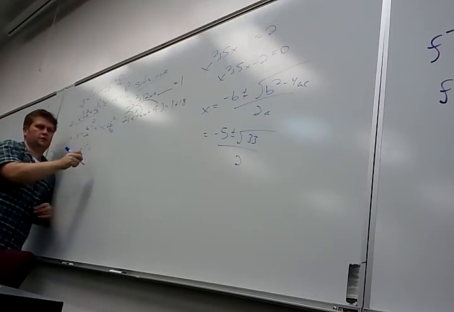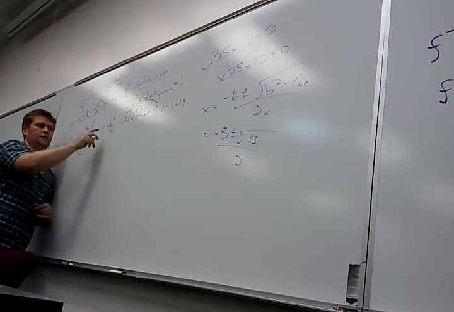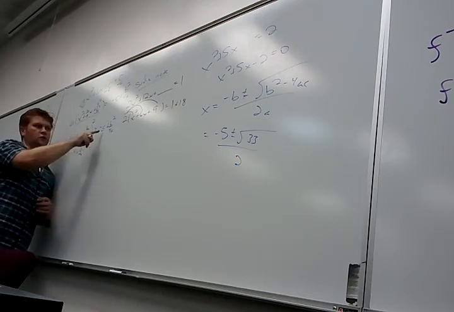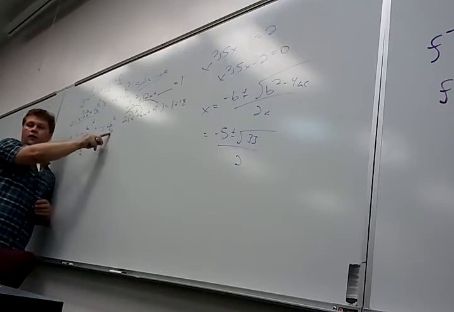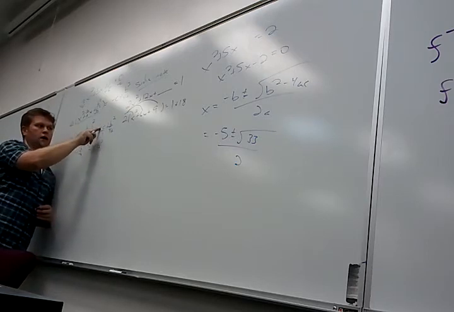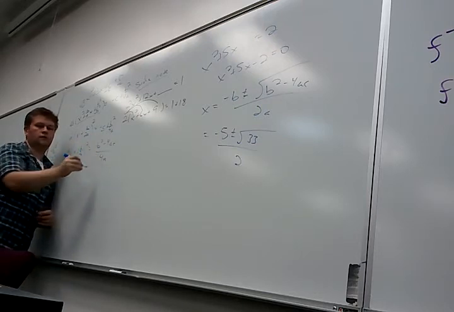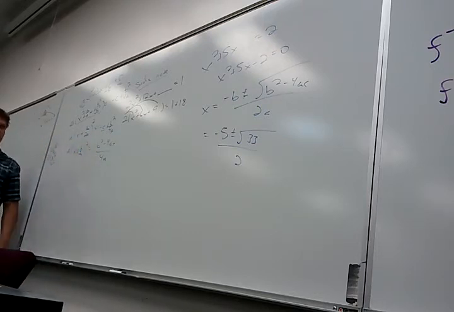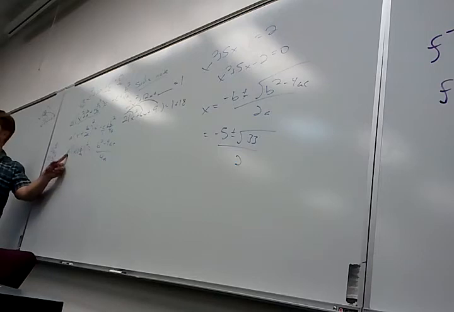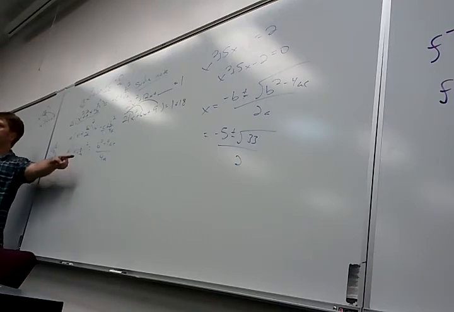Put this together for me. Won't you have to multiply this by 4a, so it'll be b squared minus 4ac over 4a? Isn't it 4a squared? Not quite yet. We haven't divided that down yet.